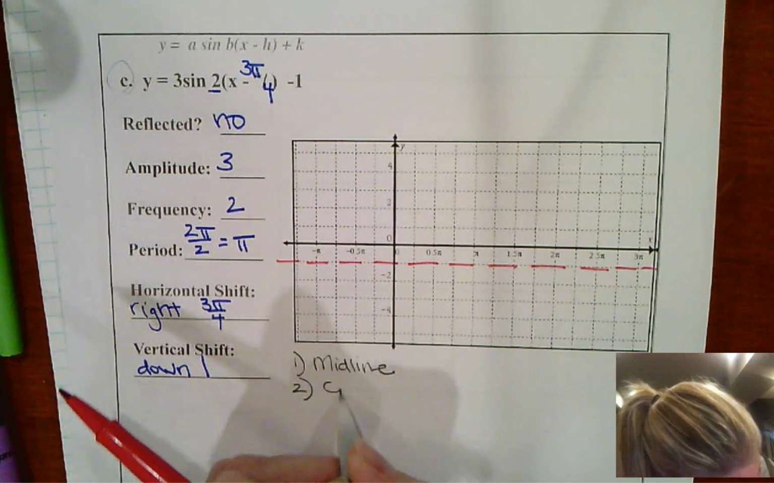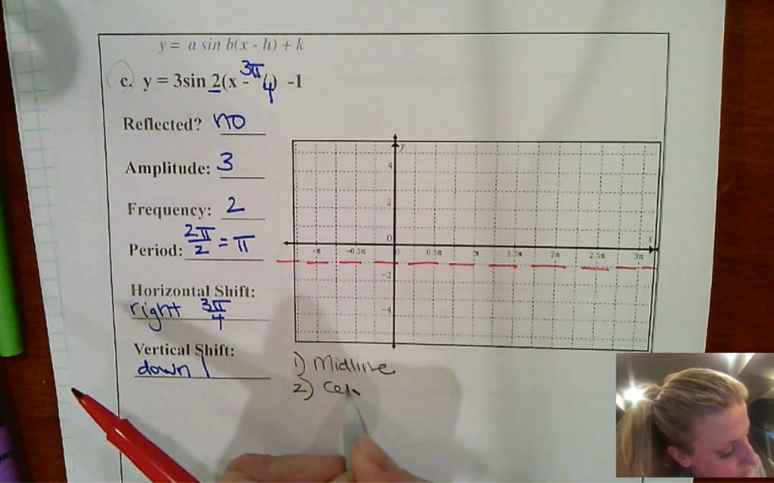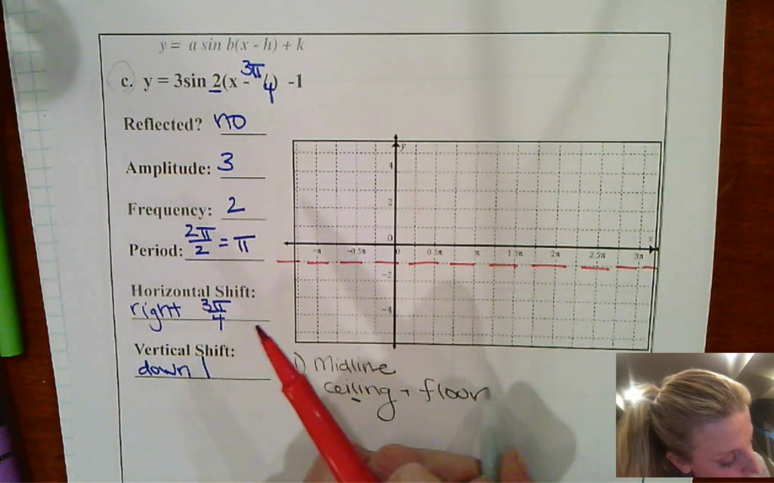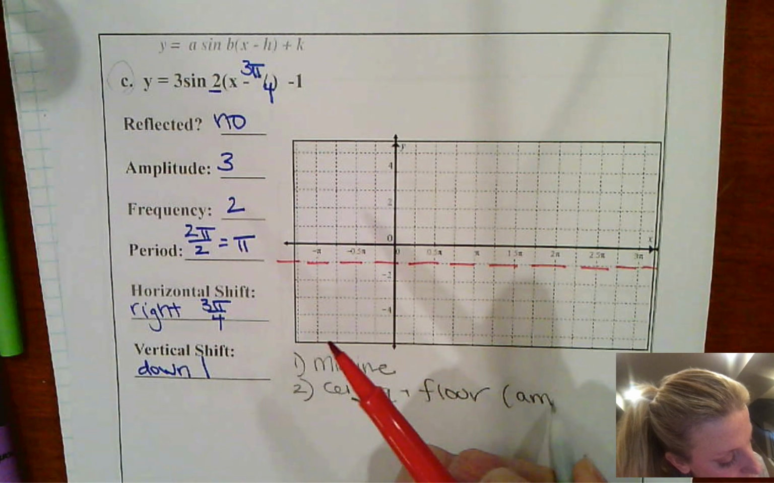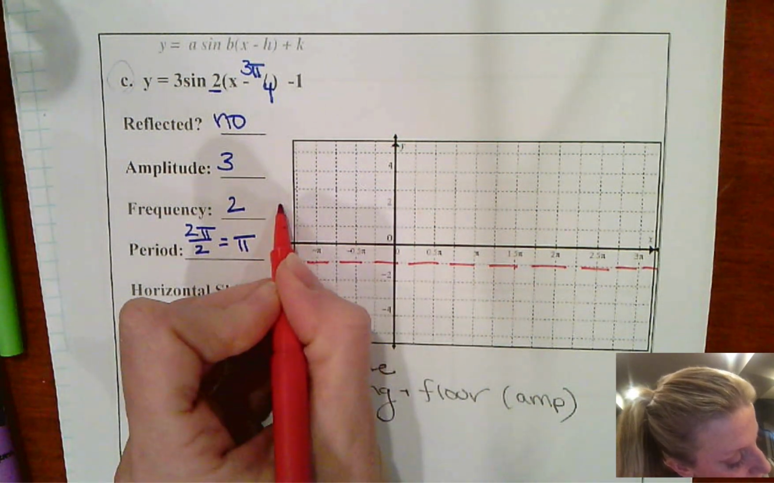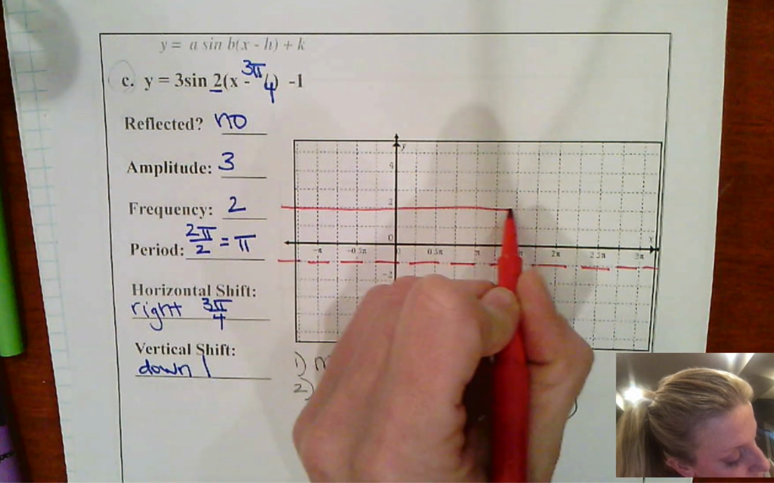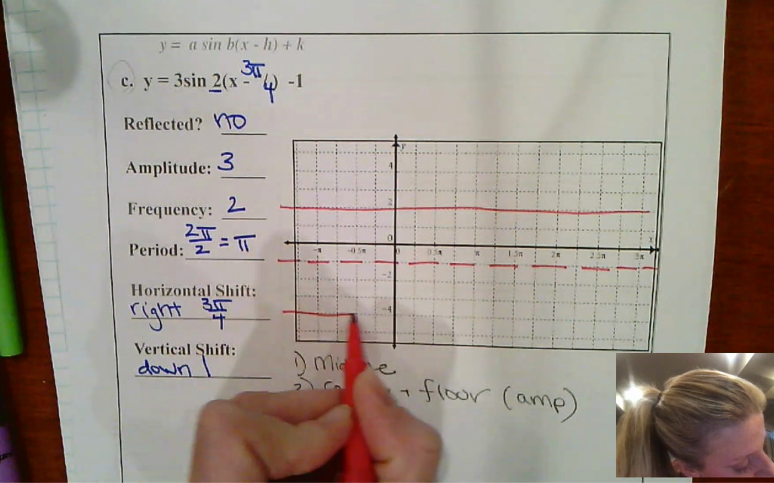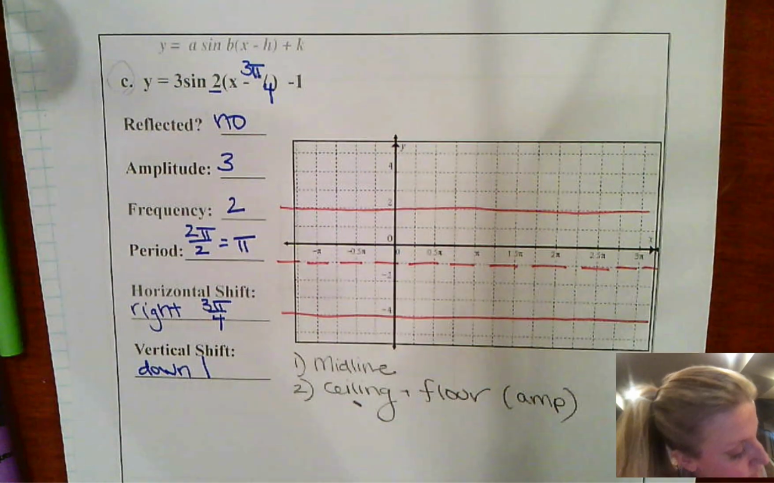Step 2, ceiling and floor. You get that from the amplitude. Since the amplitude is 3, from the midline I'll count up 3. So that gets me a ceiling at y equals 2. And then from the midline, I'll count down 3. That gives me the floor at y equals -4.